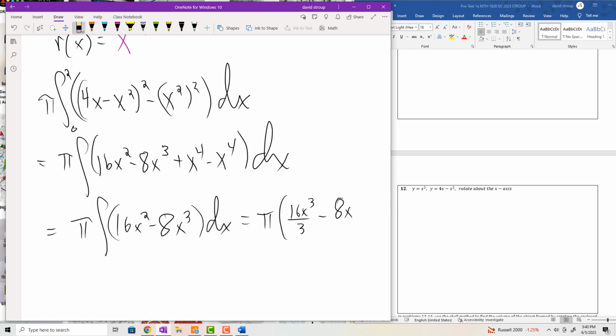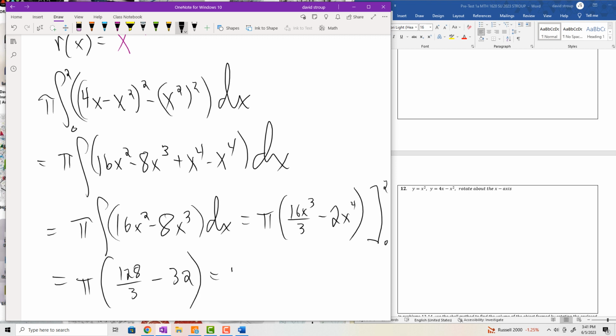And then we can power rule that. 8x to the 4th over 4 is going to be 2x to the 4th. And then we have pi times, let's see, 16 times 8 is 128 over 3, minus 2 times 16 is 32. Find a common denominator and subtract them together.